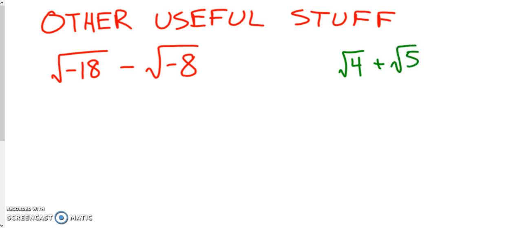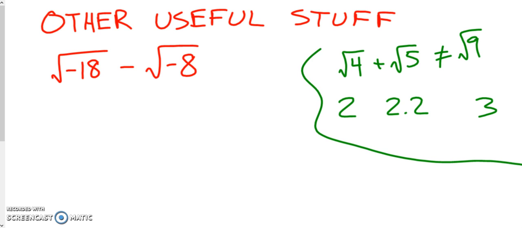What's the square root of 4? 2. The square root of 5 is roughly 2.2. If I add those together, I get 4.2, right? Which is not the square root of 9, is it? So this is not equal to the square root of 9, which would be 3. So you can't take those and add them together. Believe me now? Not that you didn't believe me before, but anyway.